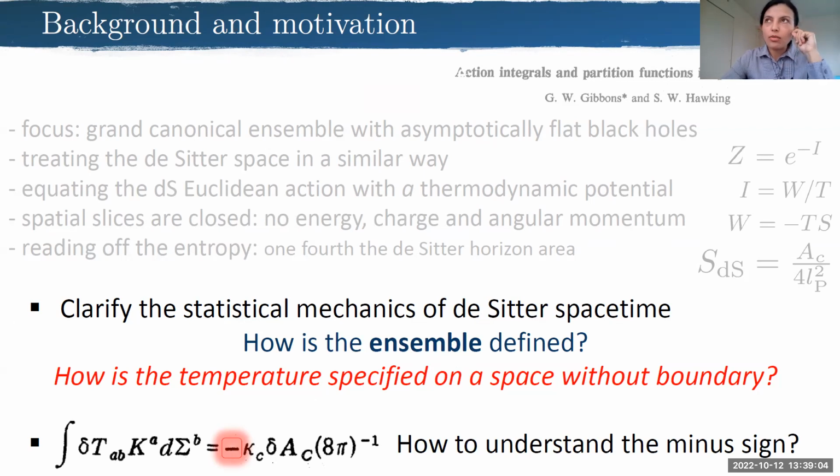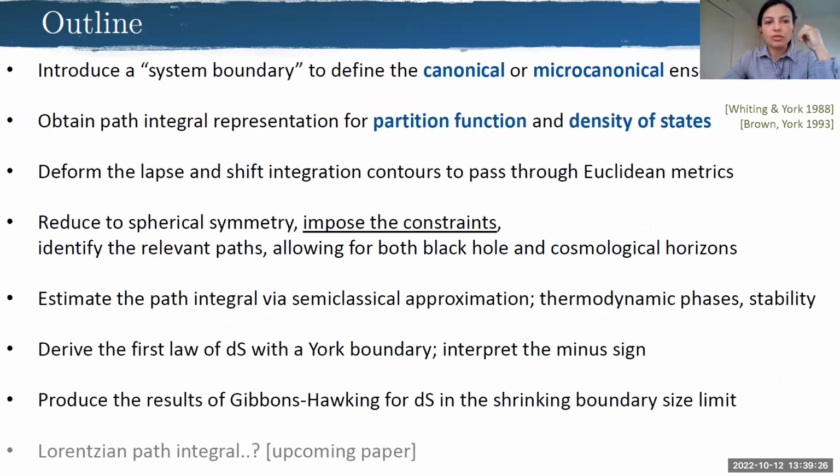Now, in order to address all these questions, we thought that maybe the starting point should not be de Sitter space itself, but we should take a step back and consider a thermodynamic ensemble for a gravitational system. So in the rest of my talk, I'm going to introduce a way in which one can define either a canonical or a microcanonical ensemble for a gravitational system. I probably won't have time to discuss the microcanonical case, but I will discuss thoroughly the canonical case.